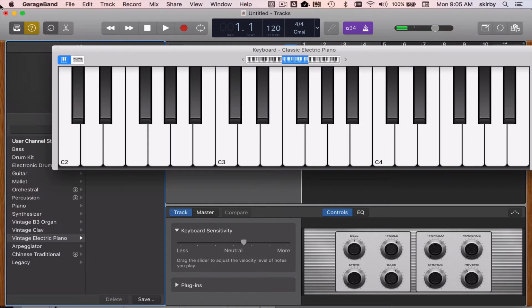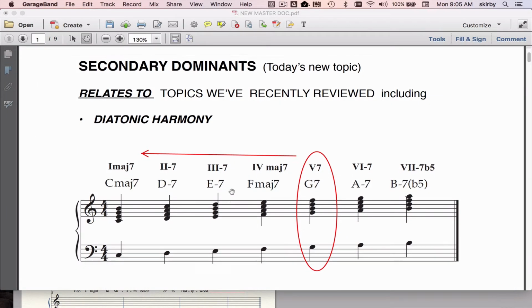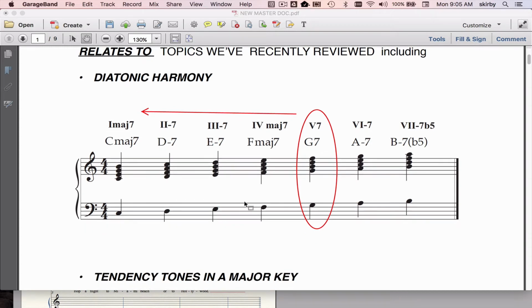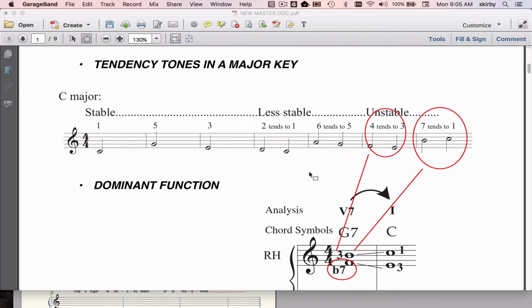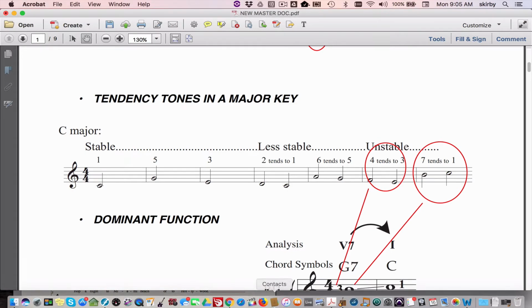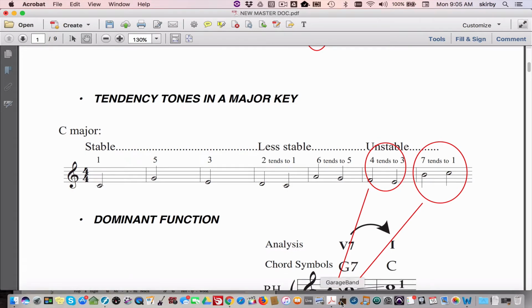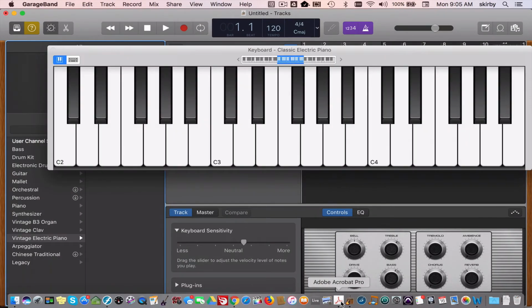How does a dominant chord do that? Its inherent structure allows it to do that. There's one dominant structured chord in every major key, and it exists on the fifth scale degree. The structure of a dominant chord is 1, 3, 5, flat 7. That is, obviously, the root, a major third, a perfect fifth, and a flat 7.